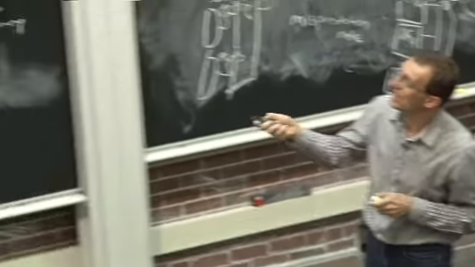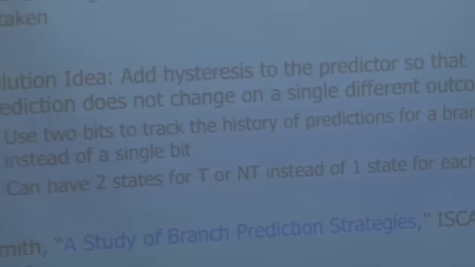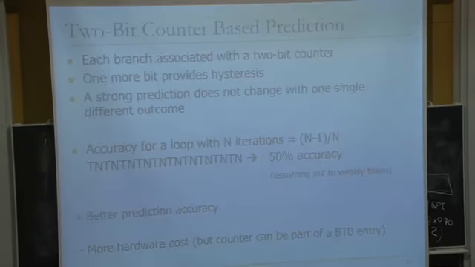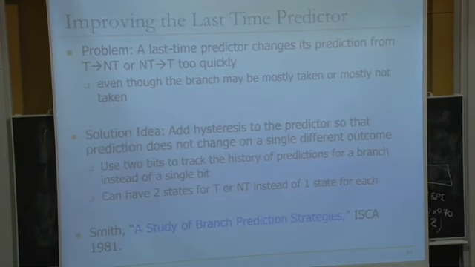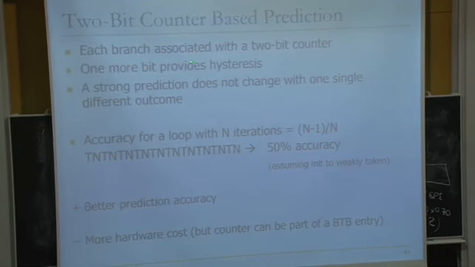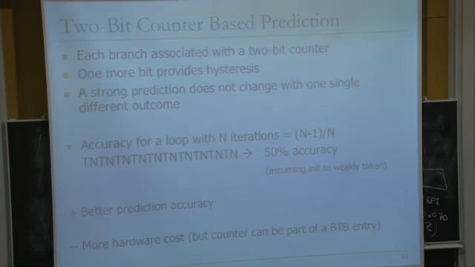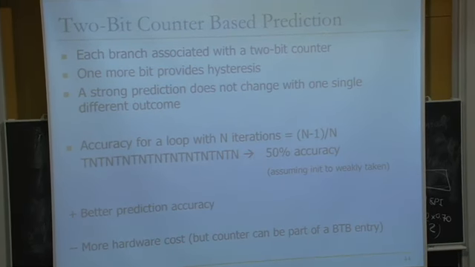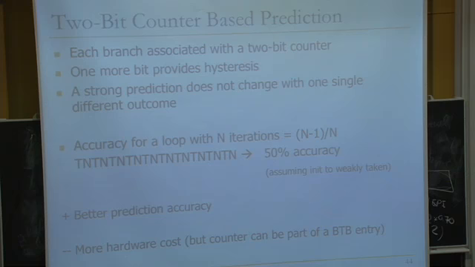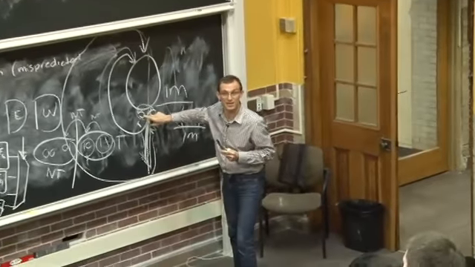You can have 2 states for taken or not taken instead of 1 state for each. And this is a seminal paper that describes some of these ideas. You should take a look at it if you're interested. It's a very clearly written paper. So that's the idea of 2-bit counter-based prediction. Each branch is associated with a 2-bit counter. And a strong prediction does not change with 1 single different outcome. So if you look at the accuracy for a loop with n iterations, your accuracy is n minus 1, because you don't change your mind when you fall through. The next time you come, you're going to predict this branch to be taken.